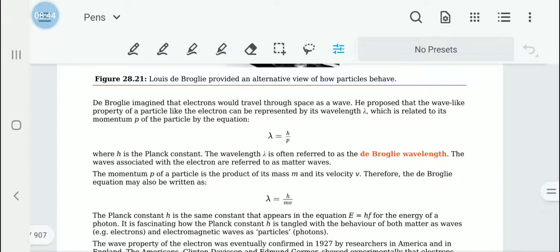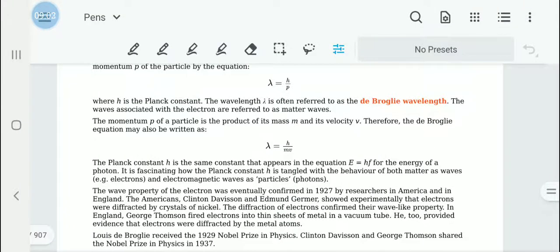These waves that we discuss in relation to electrons, we call matter waves. We know that momentum is the product of mass and velocity. So as a result, because this is a particle, we can say lambda equals h upon mv.